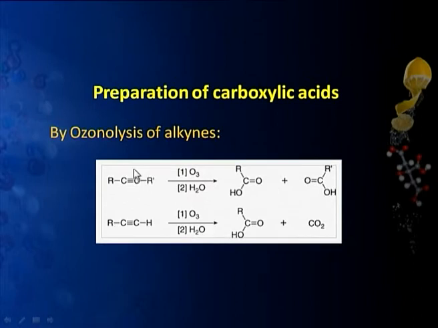The next method is we can obtain carboxylic acids by ozonolysis of alkynes. Alkynes are the compounds with carbon-carbon triple bond, and with the help of ozone followed by hydrolysis, these two carbons which were attached by triple bond are converted into carboxylic acids. So we will end up with a mixture of two carboxylic acids, one from this part of the molecule and another from this part of the molecule. But suppose if it is a terminal alkyne, then this carbon which has got no alkyl group will be oxidized to carbon dioxide and another will give us the corresponding carboxylic acid.